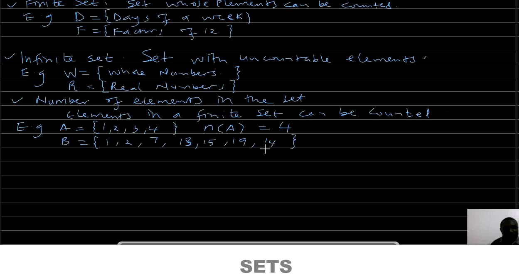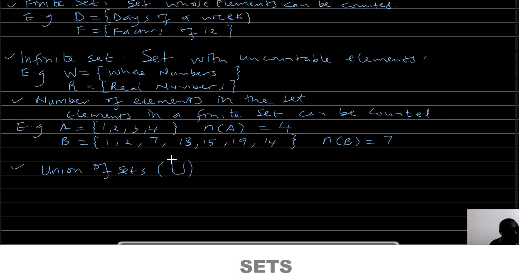Another set can be B. So we have a set B here. The number of elements in set B is equal to, we're just going to count the elements which are here. When you count, there are actually 7 elements in here. The next terminology, union of sets.